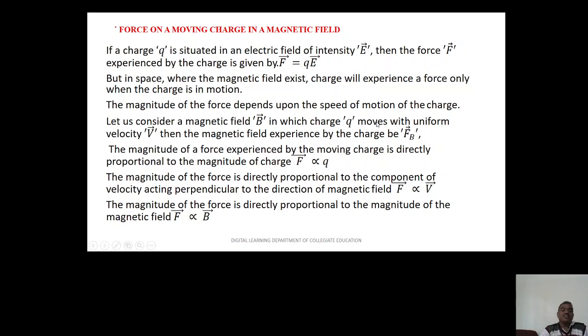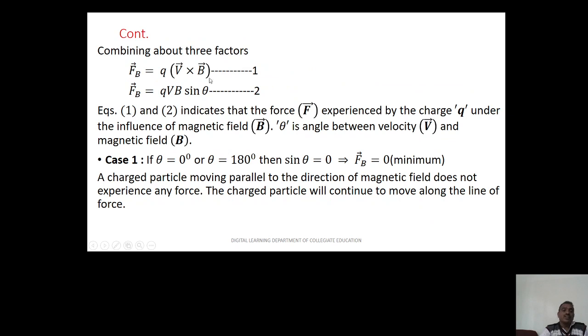Then the magnitude of the force experienced by the charged particle is directly proportional to the charge, and the magnitude of force is also directly proportional to the velocity component which is perpendicular to the magnetic field, and also directly proportional to the magnitude of the magnetic field. So if you combine these three factors, then F_B is equal to q (v cross B), or F is equal to q v B sin theta.